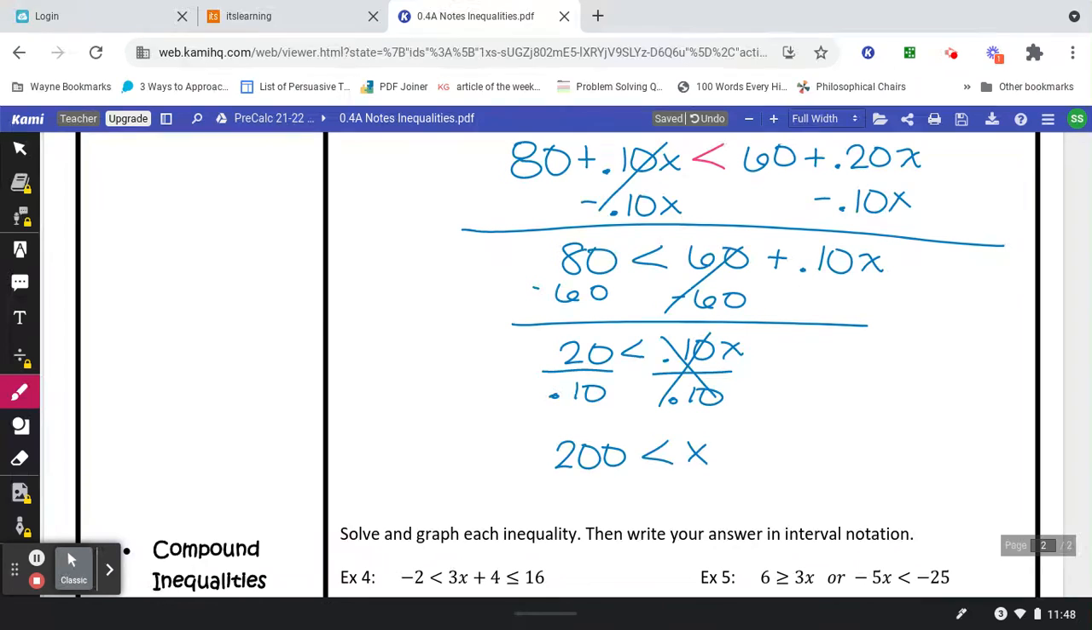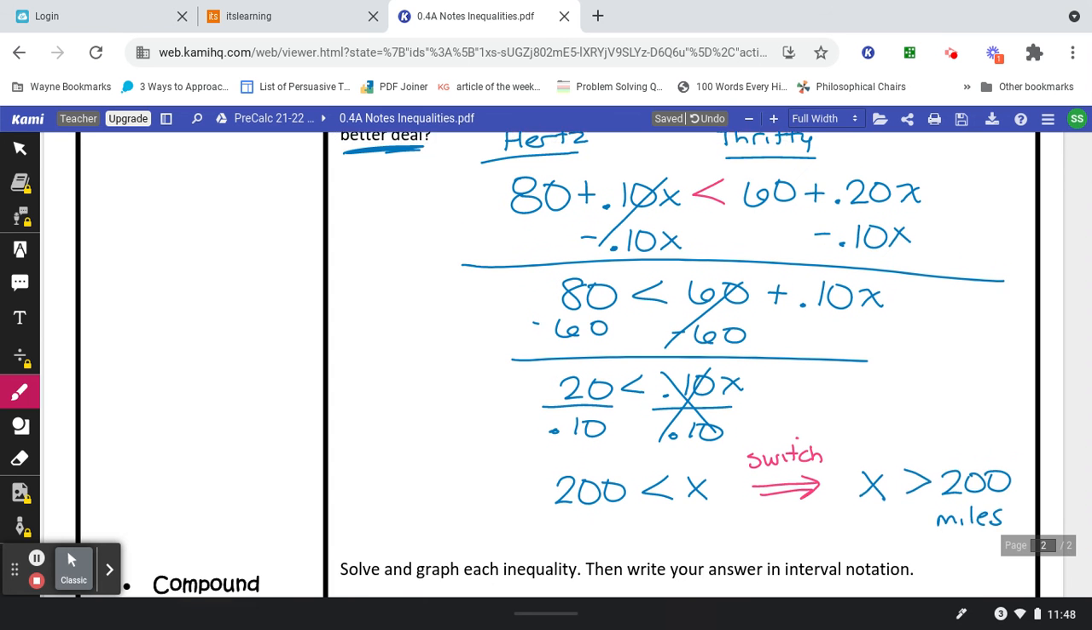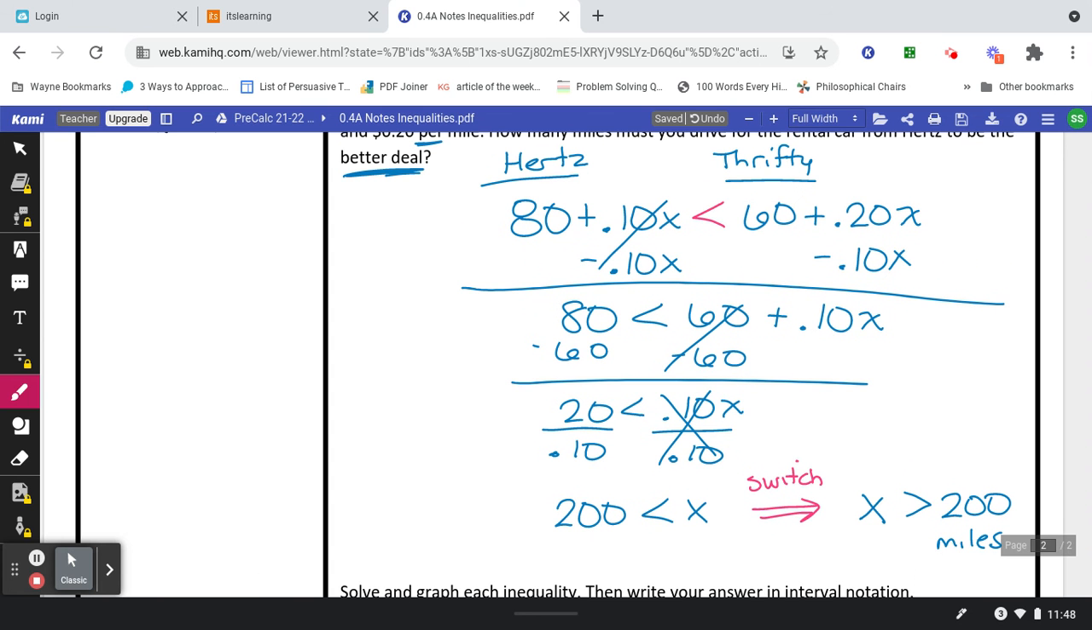Now, ideally, anytime I get the x not at the beginning of the inequality, I like to switch it around, so that way the x comes first. x is greater than 200, and we're talking here about miles. So you would have to drive more than 200 miles for the Hertz car to be the better deal.